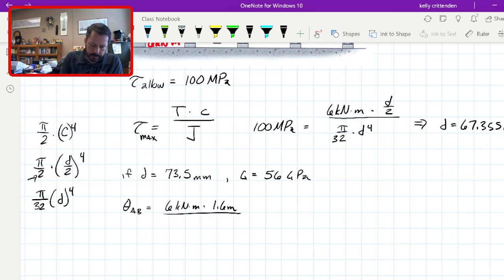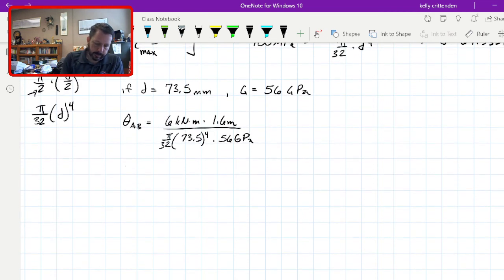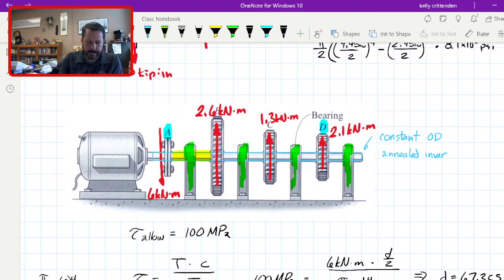TL over J, which is pi over 32 times the diameter, 73.5 to the fourth, times our 56 gigapascals. And then theta from B to C, let's look at our picture. In that section, the green one, I have to deliver 6 minus the 2.6 that was removed from there. So what's that, 3.4?